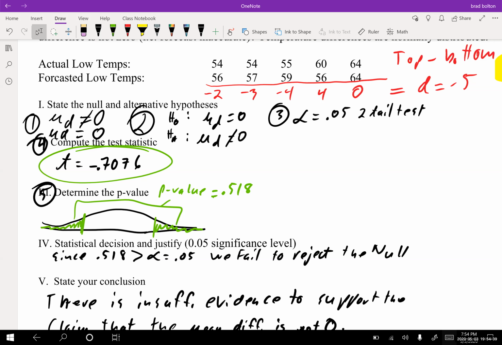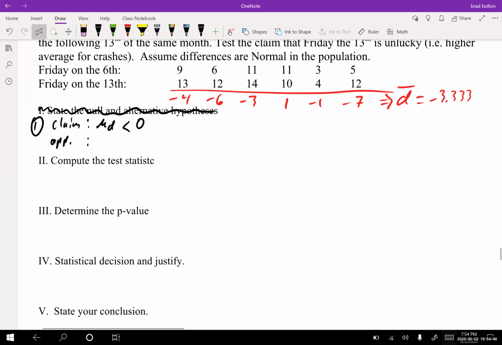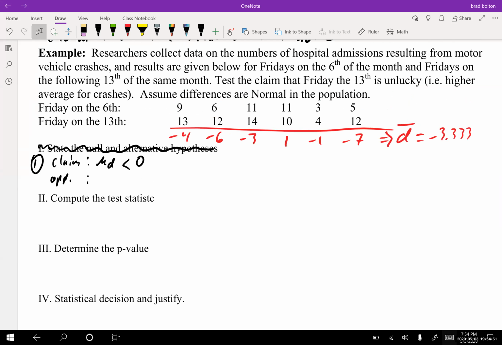This one, it didn't matter because this was just different. They just cared whether it was different. They didn't care whether the difference was bigger or smaller than 0. They just cared that it was different. This one, they want to actually know if there's something increasing on Friday the 13th. So we're going to do the mean difference is less than 0.